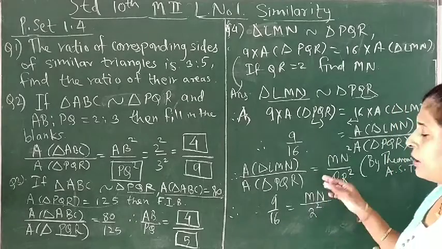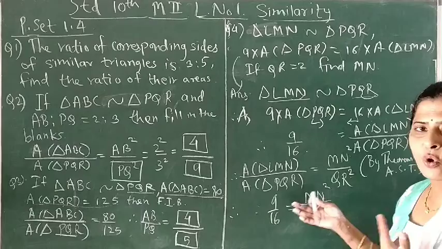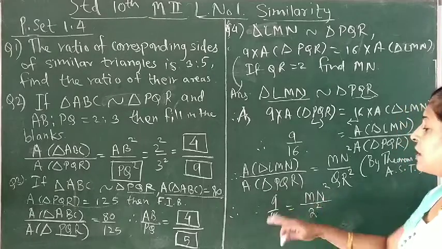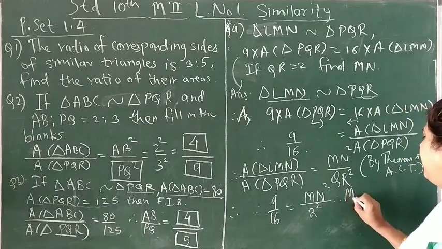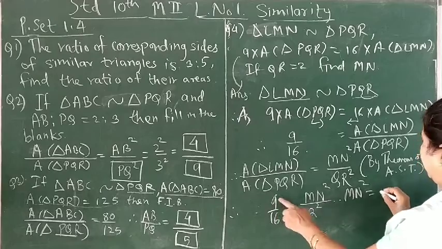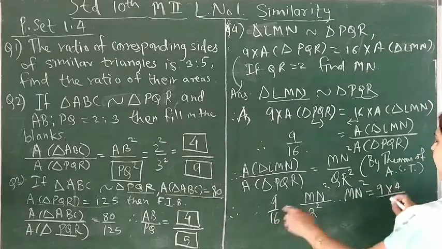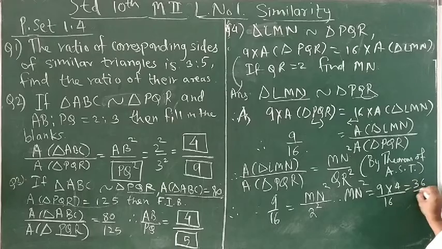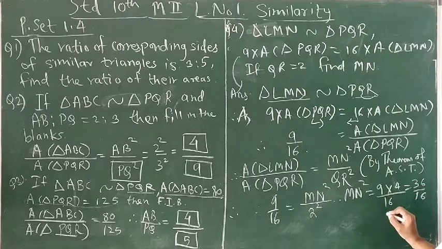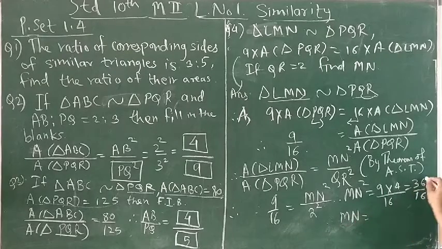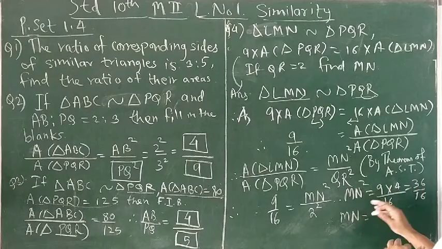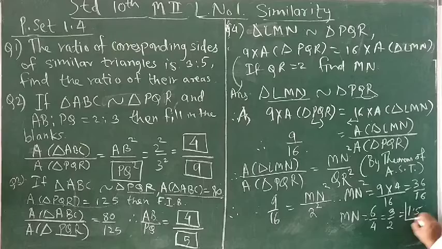Okay. Now here 2 square is 4, and then we can do cross multiplication like that, or we can take square roots of both sides. So what is the first method? Here we can say MN square is equal to 9 into 2 square, that is 4, divided by 16. So 9 fours are 36 divided by 16. Now you can take the square root of this. It's not easy to divide, so let's take the square root. MN square is 36 upon 16. So MN is 6 upon 4, that is 3 upon 2, that is 1.5. So this can be your answer.